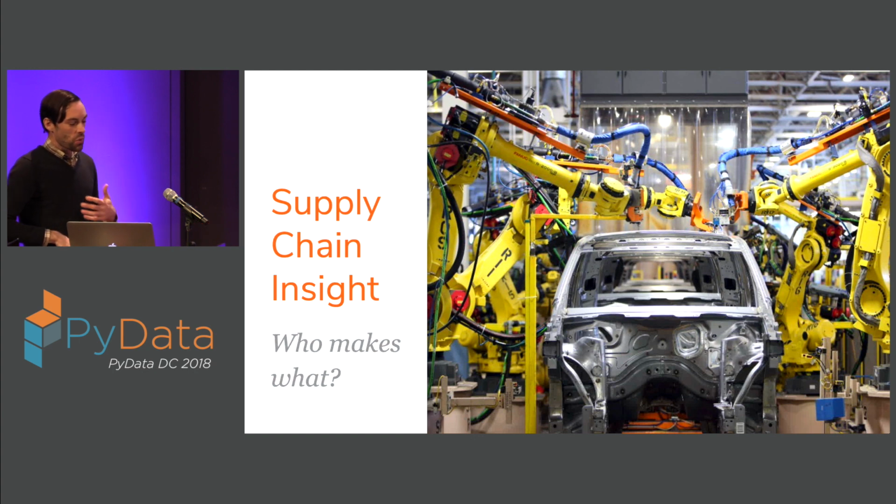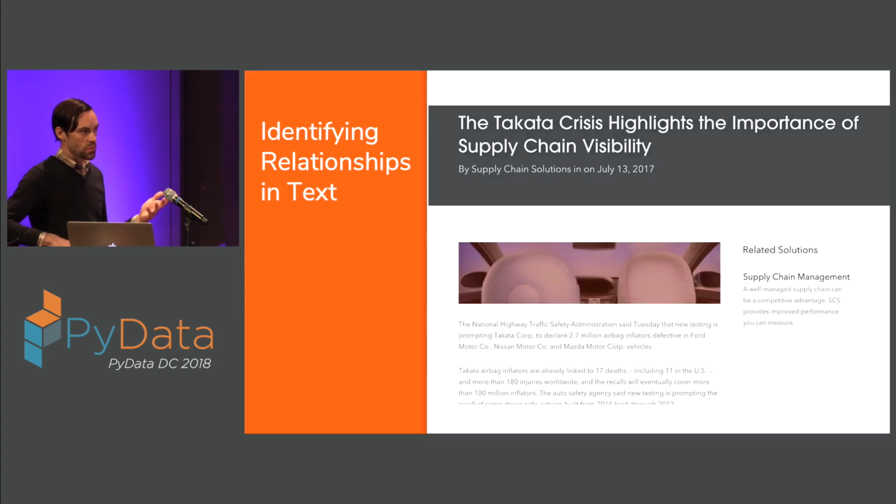So what we were working on is we were using news articles. We were just taking unstructured text and processing it using natural language processing and trying to identify the relationships from those news articles. So if it says that Takata is making airbags for Toyota, that's what we're trying to figure out.